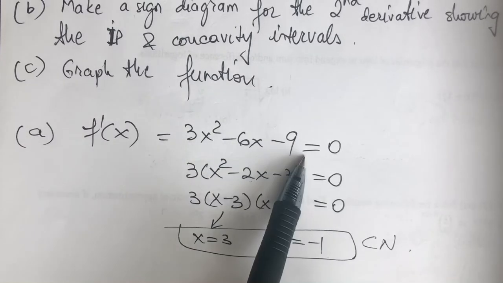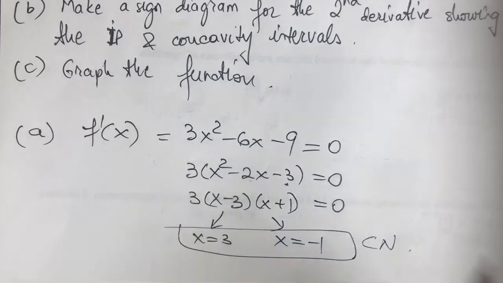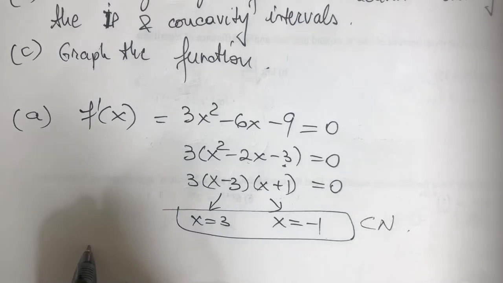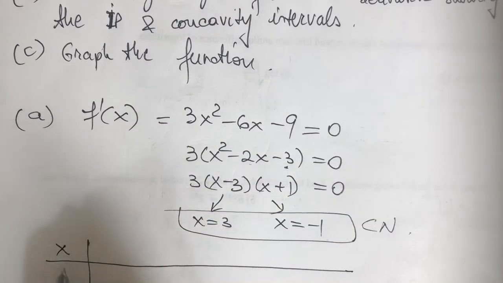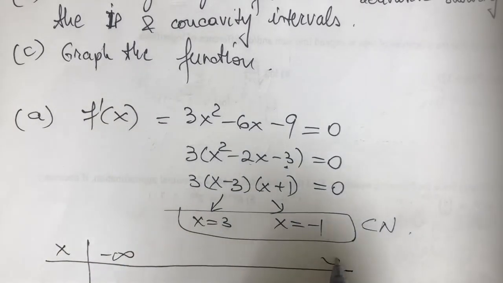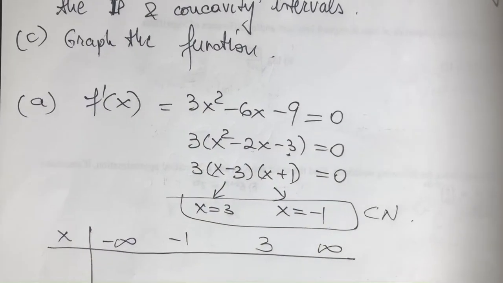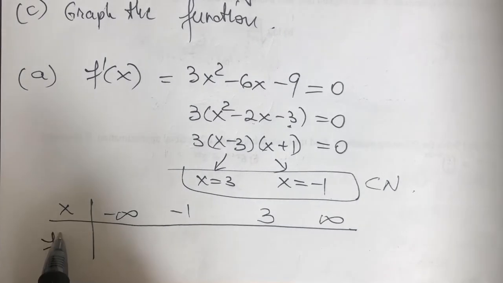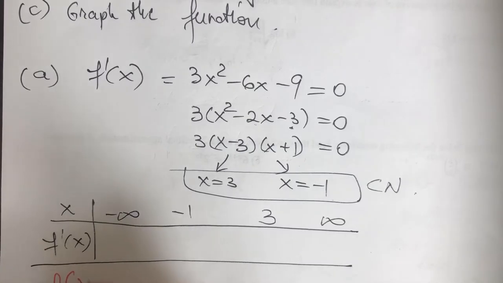Now, the undefined case won't apply for this function. You get undefined when you divide by 0, so if there's no division, there's no way this is going to become undefined. Good. So let's make a sign diagram now. We'll put the x's on top, from -infinity to +infinity, and it's important to place those numbers in order from smallest to largest value. Then here is the derivative, and based on what happens to the derivative, we will draw conclusions about the function itself.